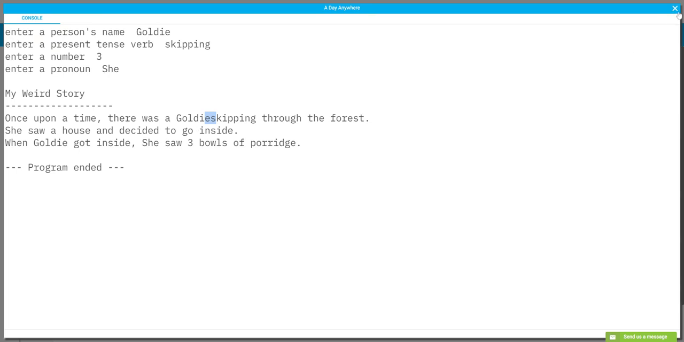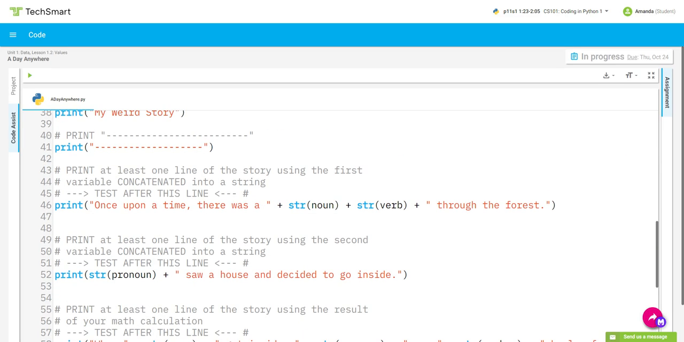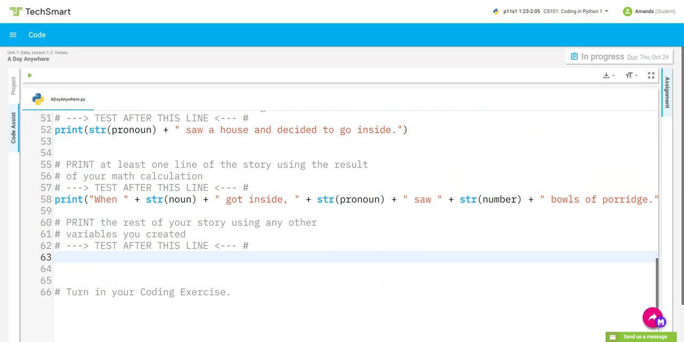Goldie skipping. Let me fix that. Goldie, right here. Goldie plus, and I need to add a space. And then a plus. That was my problem. I needed a space between those two. Okay, now I need one more sentence for my new number. Remember, I multiplied it by 2. Print.